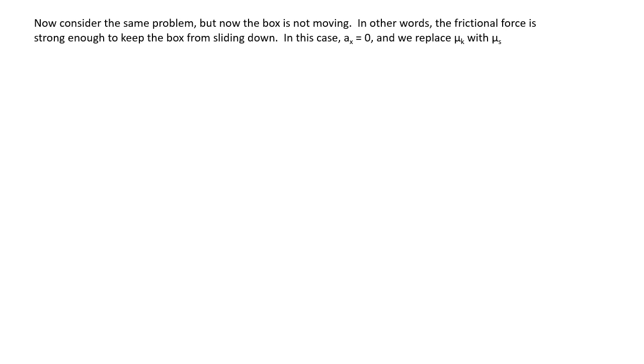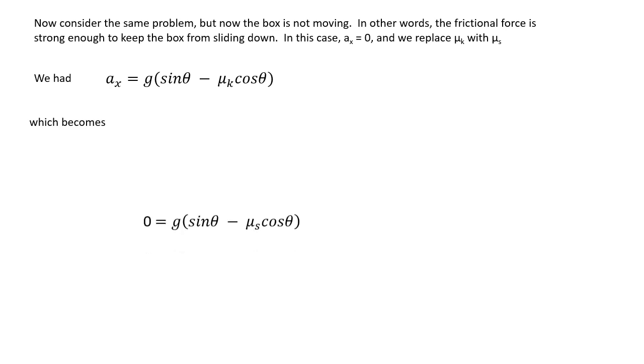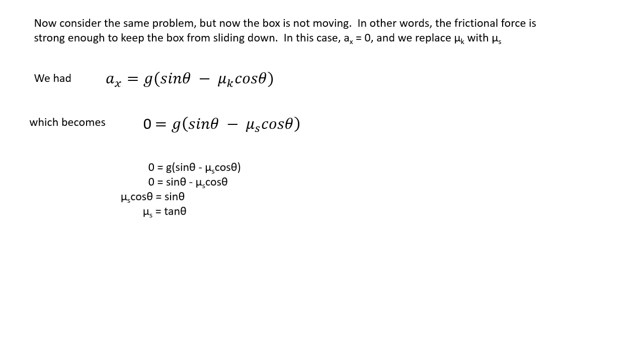Now, last thing to do is consider the same problem, but now the box isn't moving. It's stuck. In fact, we're going to say that the incline is tilted just enough so the object is just getting ready to slide. So that way we'll be able to find the maximum coefficient of static friction. So in this case, my a sub x is going to be 0. It's not moving. And I'm going to replace my mu sub k with a mu sub s. We had this equation, and it becomes this equation. 0 equals g times the quantity sine theta minus mu sub s cosine theta.